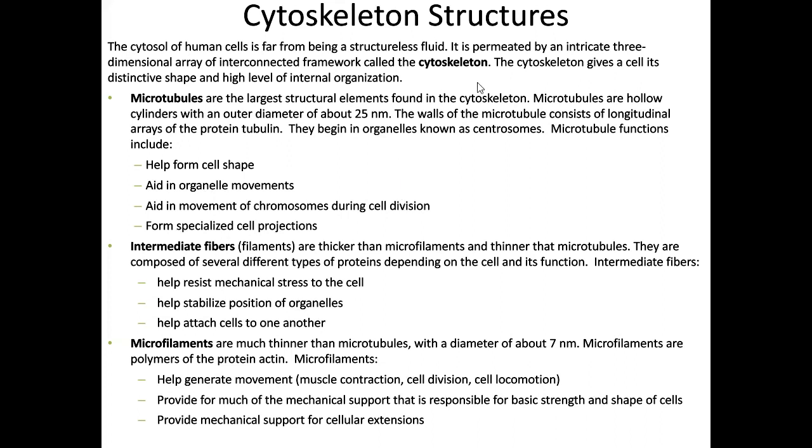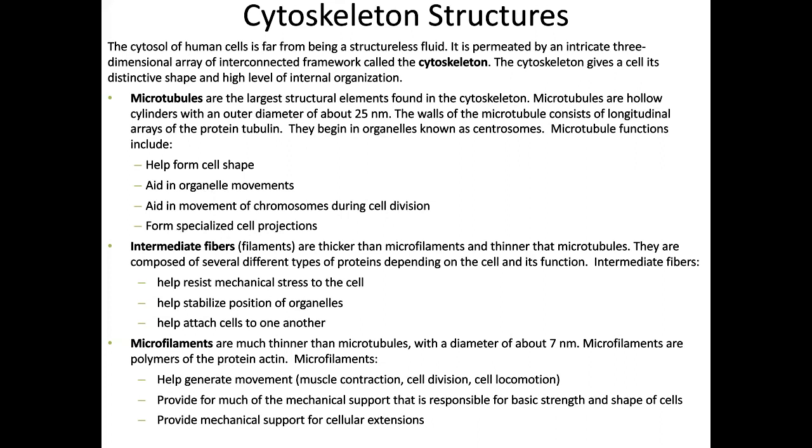Intermediate fibers or intermediate filaments are thicker than microfilaments, but they're thinner than microtubules, composed of several different types of proteins depending on what that cell's function is. Overall, what they do is help resist mechanical stress to the cell, stabilize the position of organelles, and help cells attach to one another.